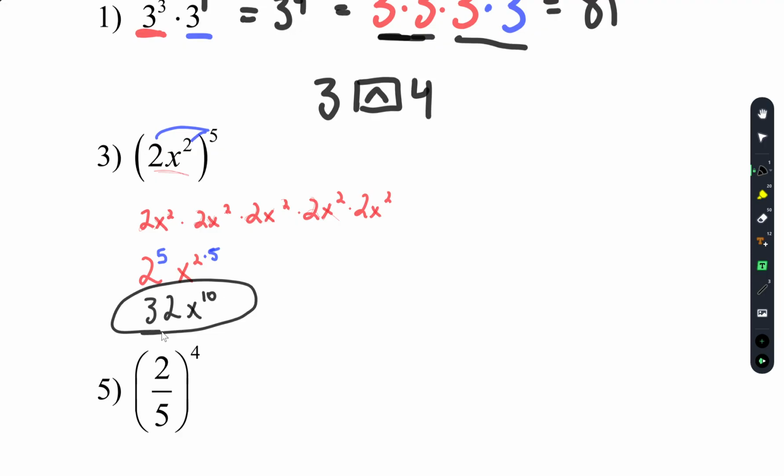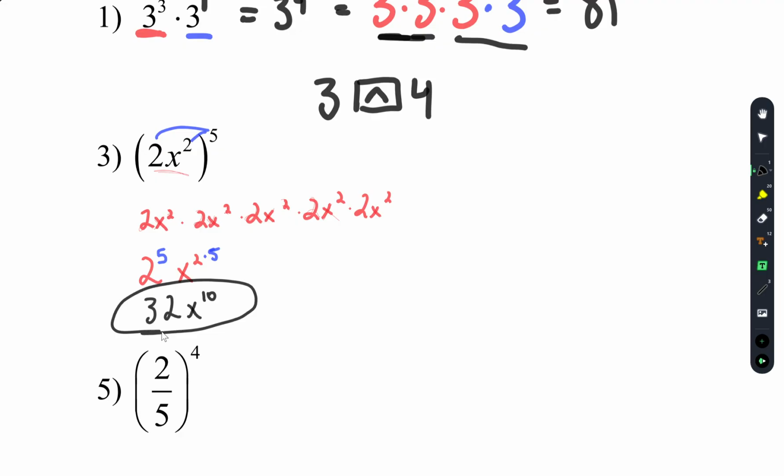So it's 32 because 2 to the 5th is 2 times 2 times 2 times 2 times 2, because you have to multiply the 2's together. So 2 times 2 is 4, times 2 is 8, times 2 is 16, times 2 is 32. It's basically multiples of 2.